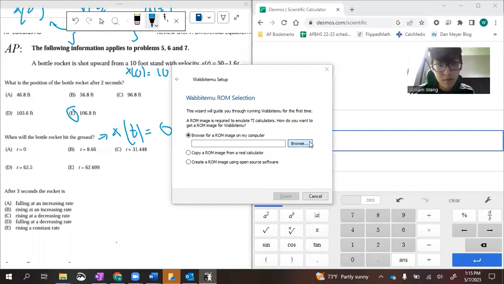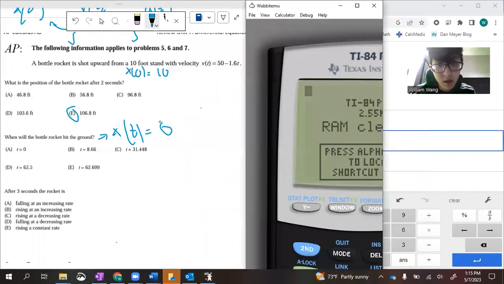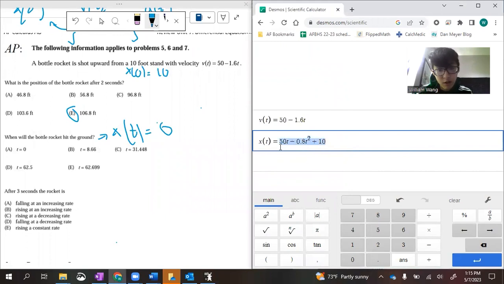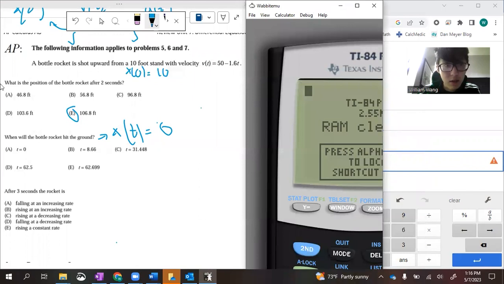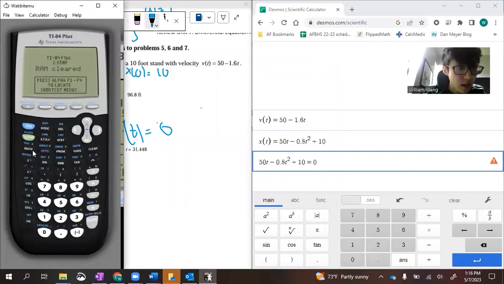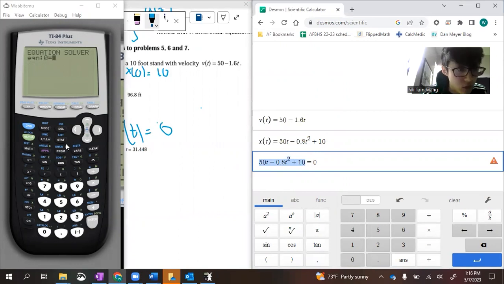What I'm going to do is take my position function and set it equal to 0 and solve for the equation. Well, how do I do this? How do I solve for any equation? Well, we have an app for that, which is Solver, right? It's equal to 0. My equation is already nice and organized for me to set equal to 0. So it's 50x minus 0.8x squared plus 10. I'm going to press the green alpha button, then solve.